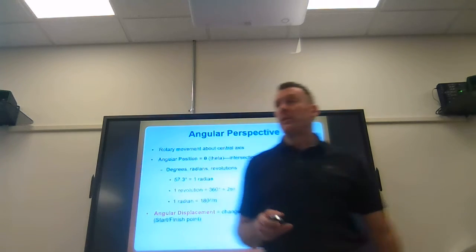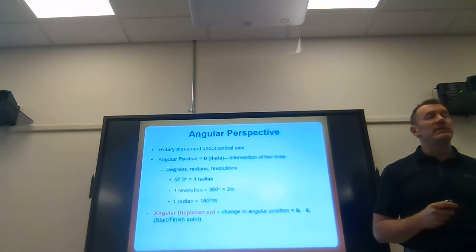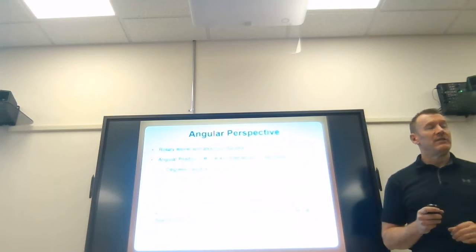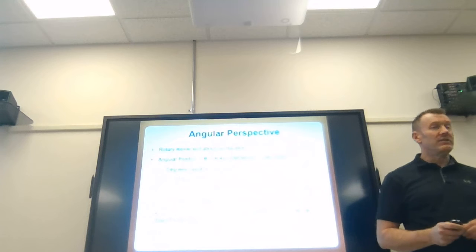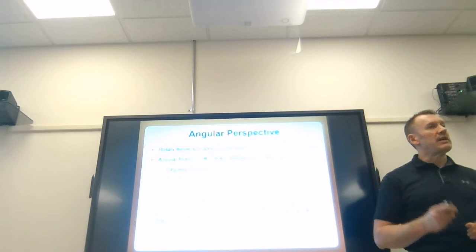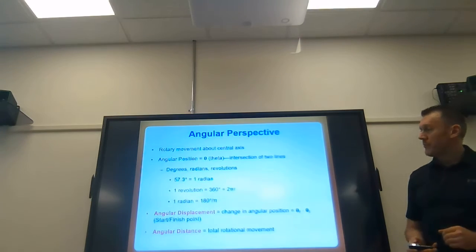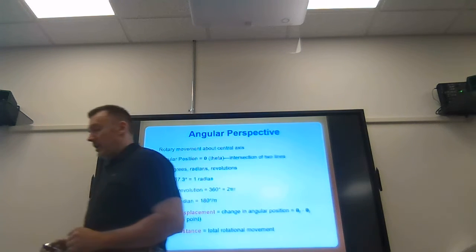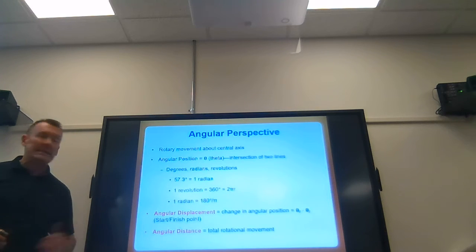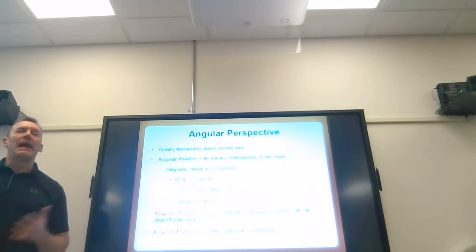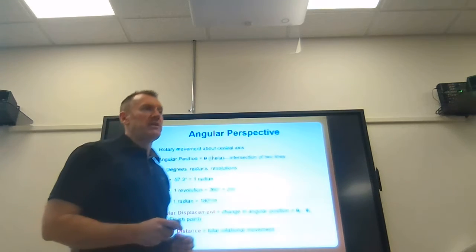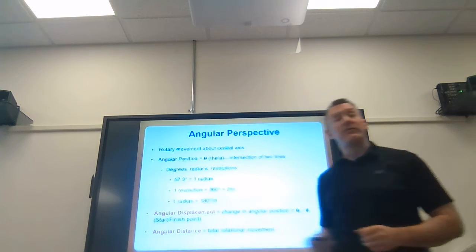Angular displacement is defined as a change in angular position. You have the final angle minus the initial angle, which gives you the change between the final angular position and the initial angular position. That brings us to what we ran into with linear motion and the difference between displacement and distance. From a linear standpoint, how did we define the difference between displacement and distance? Displacement was a straight line. How was distance different?